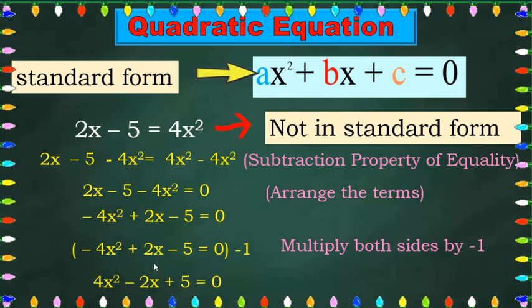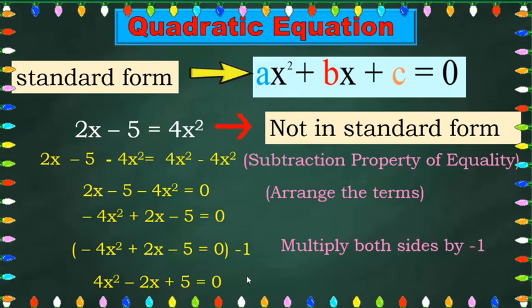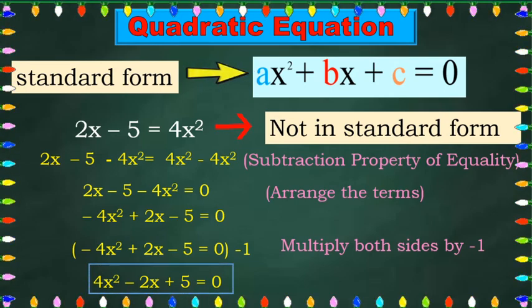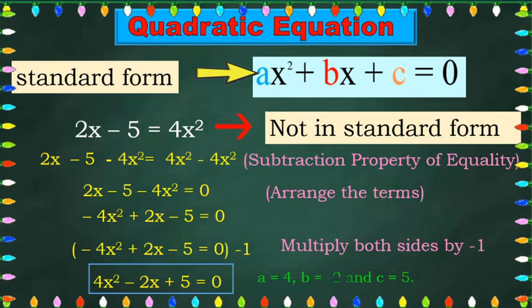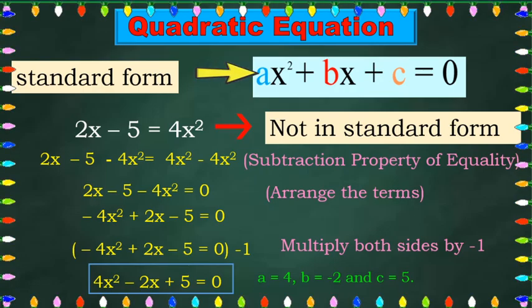Then, 2x times negative 1 equals negative 2x. Then, negative 5 times negative 1 is positive 5. Then equal to 0. Then 4x squared minus 2x plus 5 equals 0 is now written in standard form. We can now identify the values of a, b, and c. The value of a there is 4. The value of b is negative 2. And the value of c is 5.